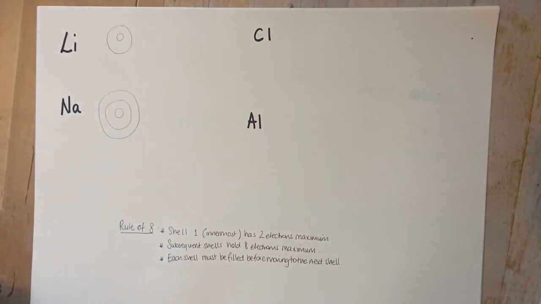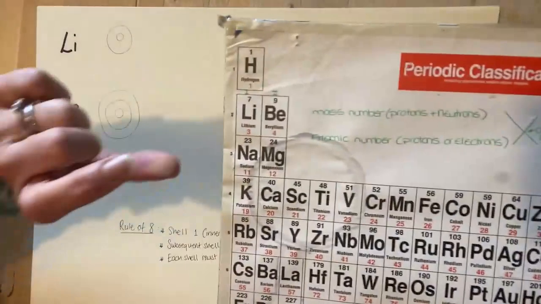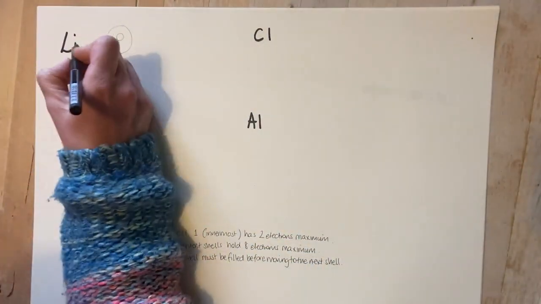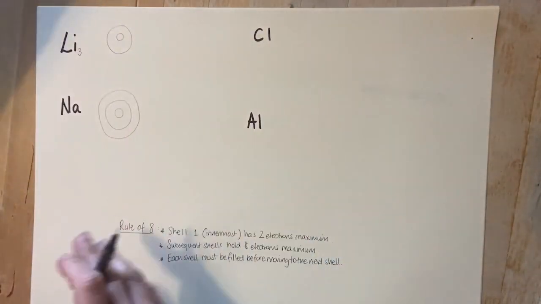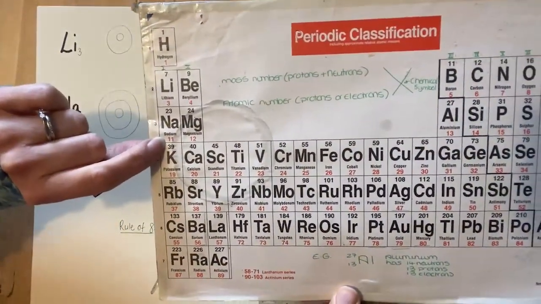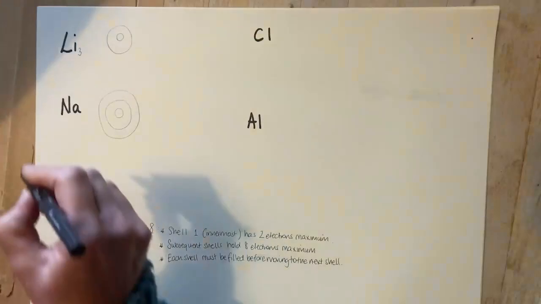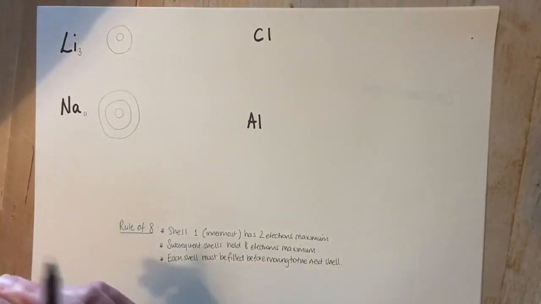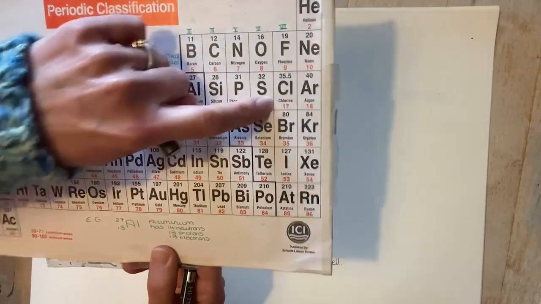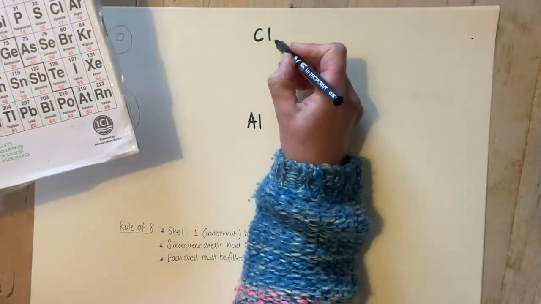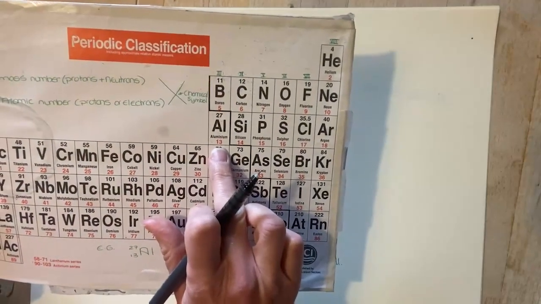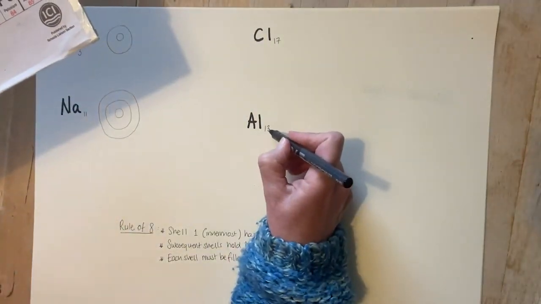Lithium is our first example, and lithium on the periodic table has an atomic number of 3, which means it has 3 electrons. I'm going to write them all down first. Sodium is our next one. It has 11 as its atomic number, which means it's got 11 electrons as well as protons. Chlorine has an atomic number of 17, which means it has 17 electrons. And finally, aluminium has an atomic number of 13, which means it has 13 electrons.